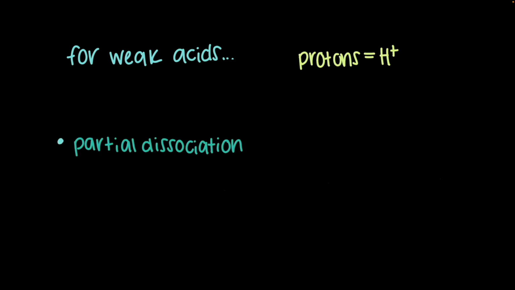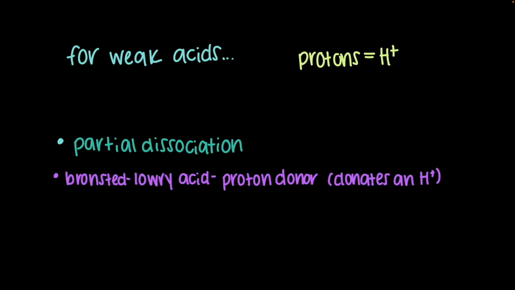For weak acids, only some of the protons will dissociate or break apart. When only some of the protons dissociate, this is called partial dissociation. We use a general formula HA to describe a weak acid. The best definition that we have for acids and bases to explain weak acids is the Brønsted-Lowry definition.